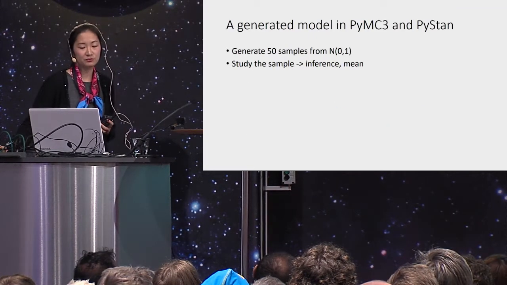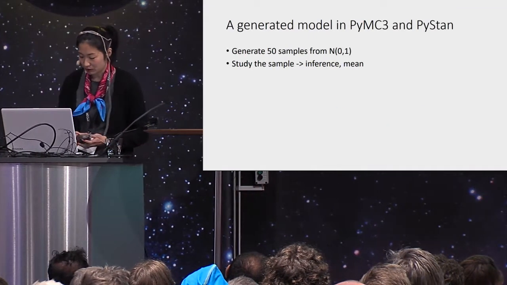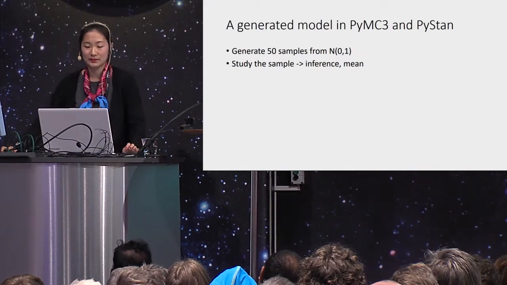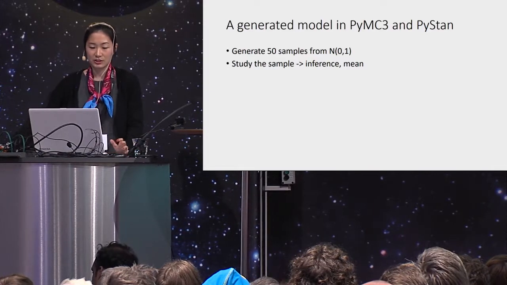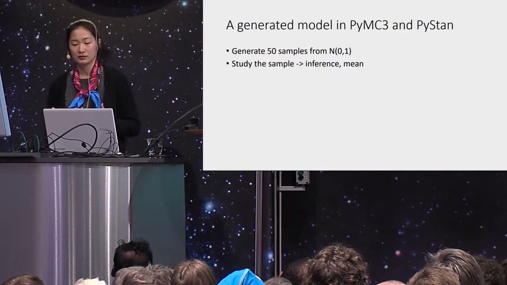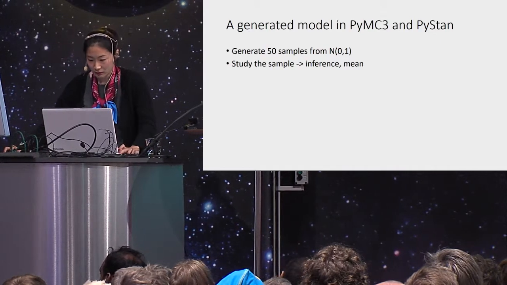Now I'll introduce the first model, a generated model in PyMC3 and PyStan. I generate 50 samples from the normal distribution with mean 0 and standard deviation 1.